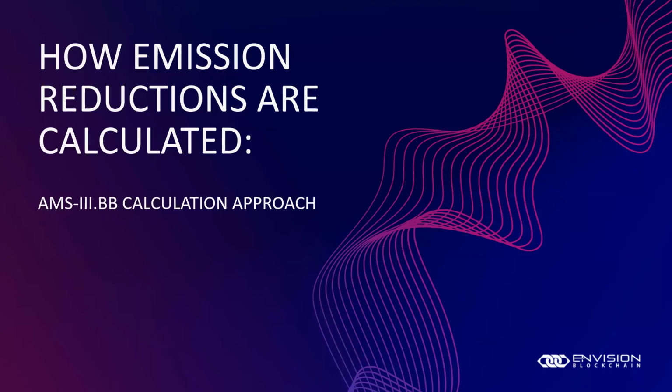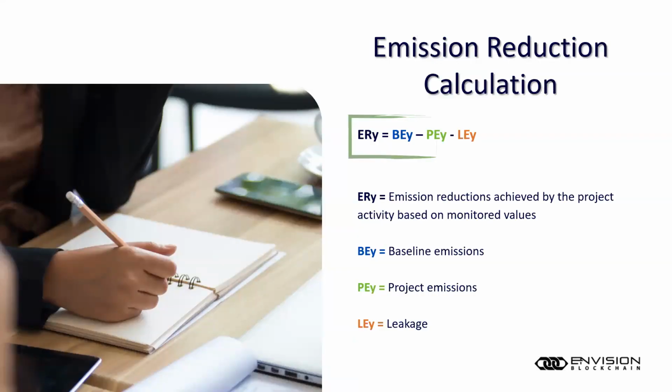So how are emission reductions calculated? This is based on the AMS-III.BB calculation approach. Here we have one of the equations that are used in AMS-III.BB. This is the final equation that we also use to mint the correct amount of tokens. We have our emission reductions as the part of the equation in black. Then we have our baseline emissions that need to be calculated following the equations in AMS-III.BB. We also have the project emissions that should also be calculated based on AMS-III.BB, and leakage. So when you subtract your project emissions and your leakage from your baseline, then you get your emission reductions that were achieved by the project activity.